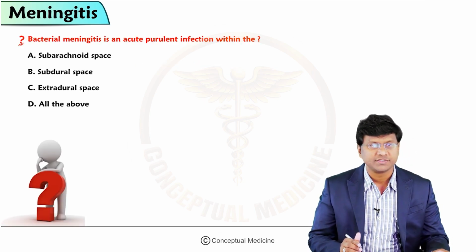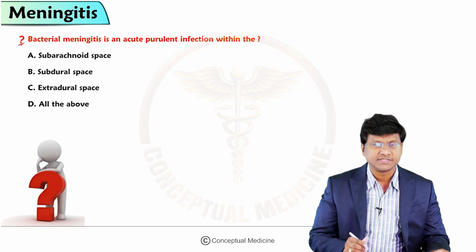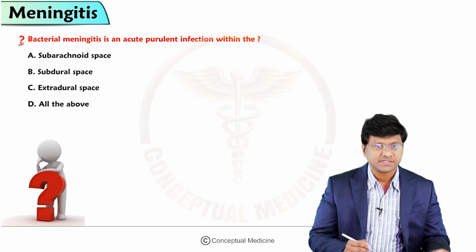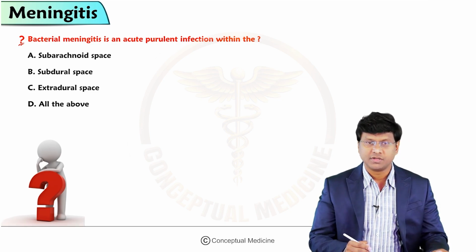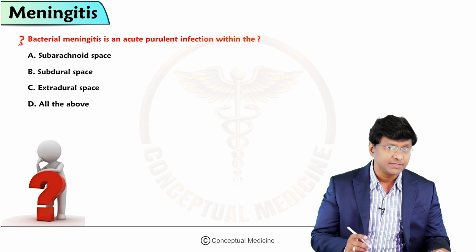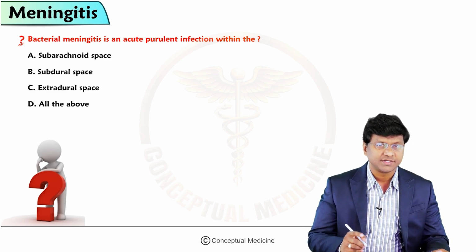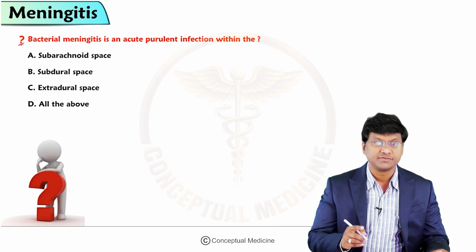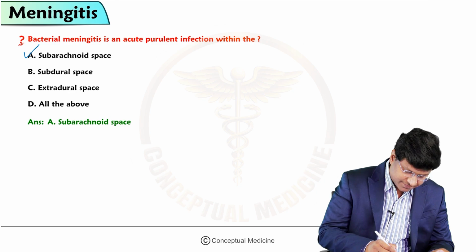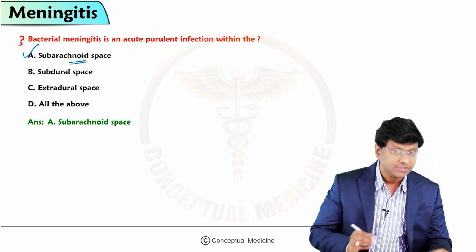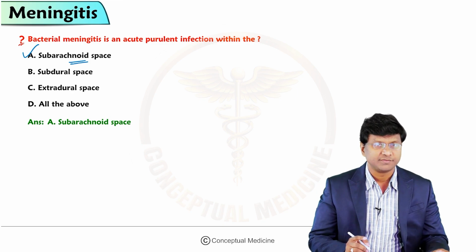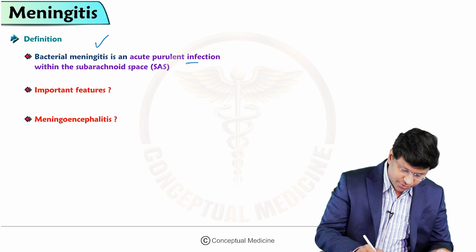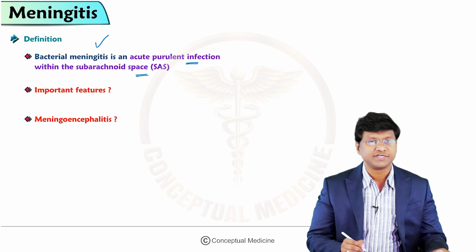And you see this important question here. Bacterial meningitis is an acute purulent infection within the subarachnoid space, subdural space, extradural space, all of the above. Let me tell you, bacterial meningitis, or any meningitis, is an acute purulent infection within the subarachnoid space. Please remember, this is a very important point.